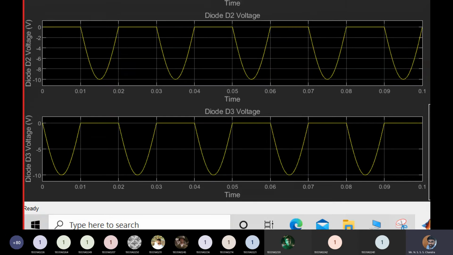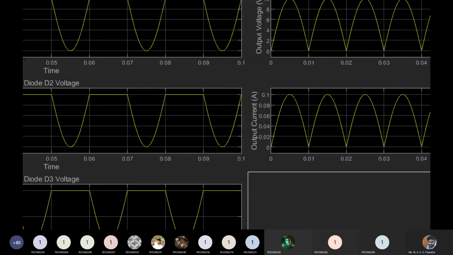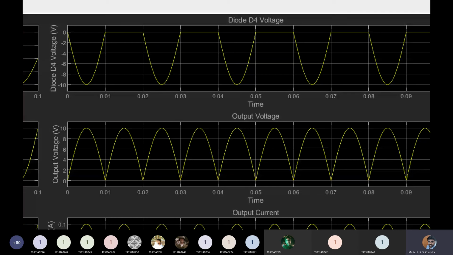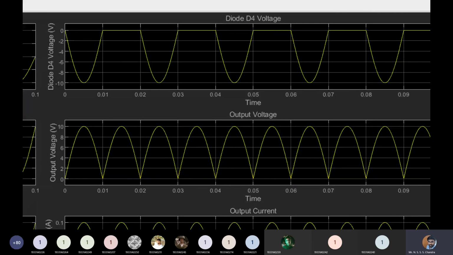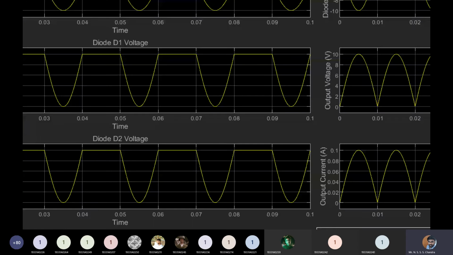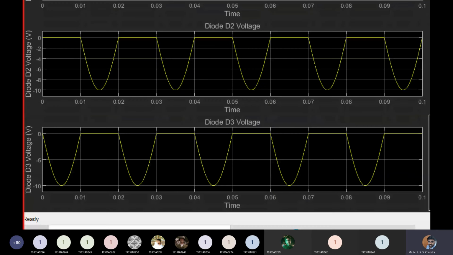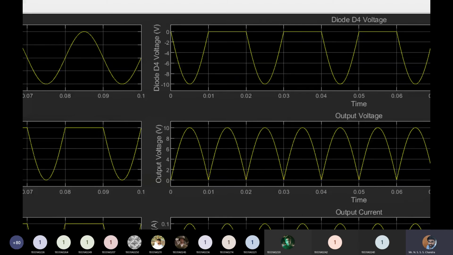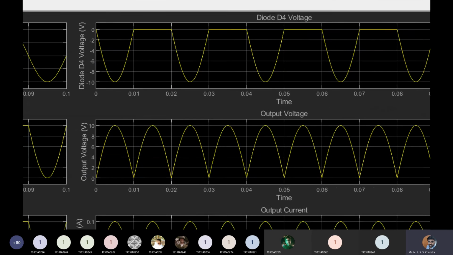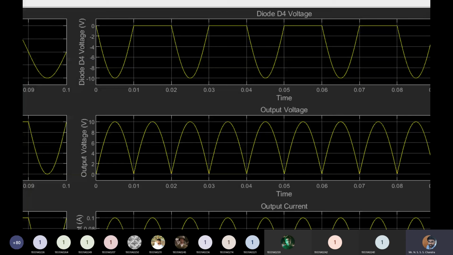Okay. Now let us see the diode D4 voltage. Diode D4 voltage is again identical to that of diode D3 voltage, because D3 and D4 are turning on and turning off at the same time. For the positive half cycle, D4 is turned off. For the negative half cycle, diode D4 is turned on. Okay.